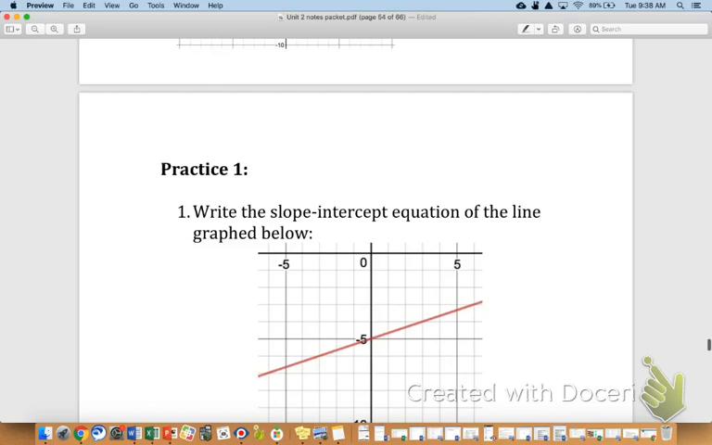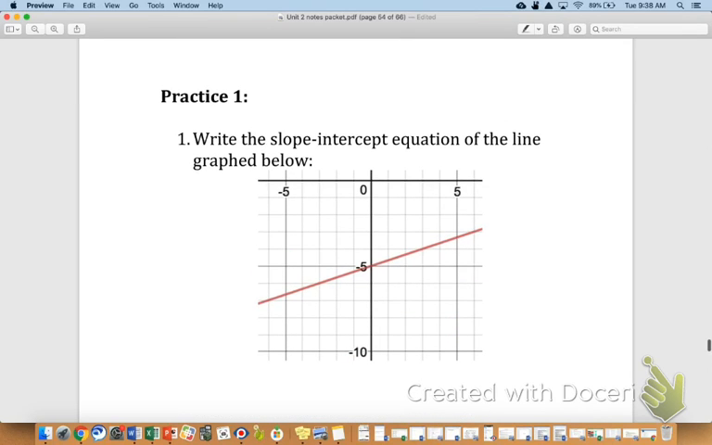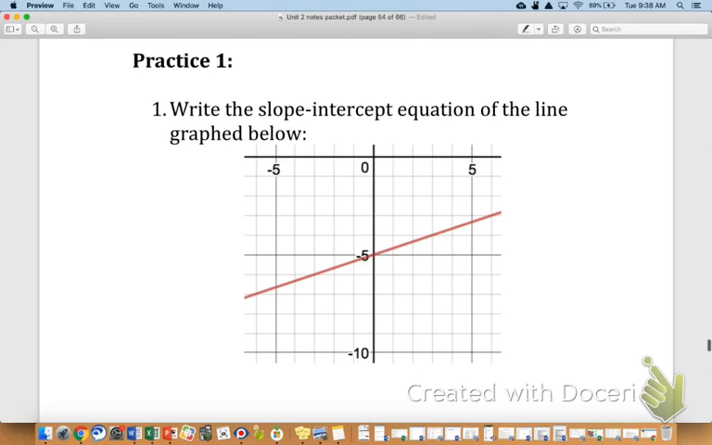So there's our DMR. This is what I want to do here today. Take a look at practice 1. Number 1, work on this together. Write the slope-intercept equation of the line graphed below.